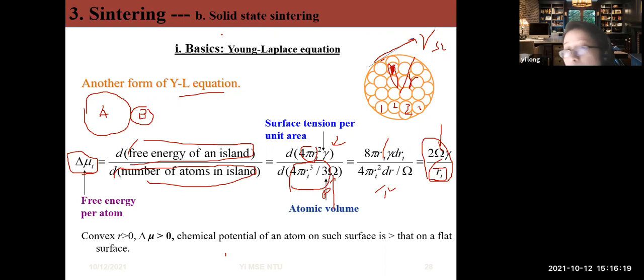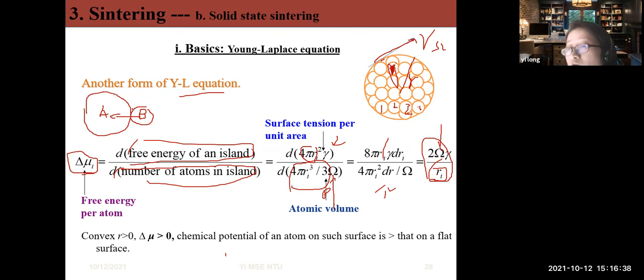Yes, so B has higher energy. Am I right? So B has a high energy, so obviously B will go to A, because A has low energy. So in the end, it will form a bigger one. Okay, so that is the first question.